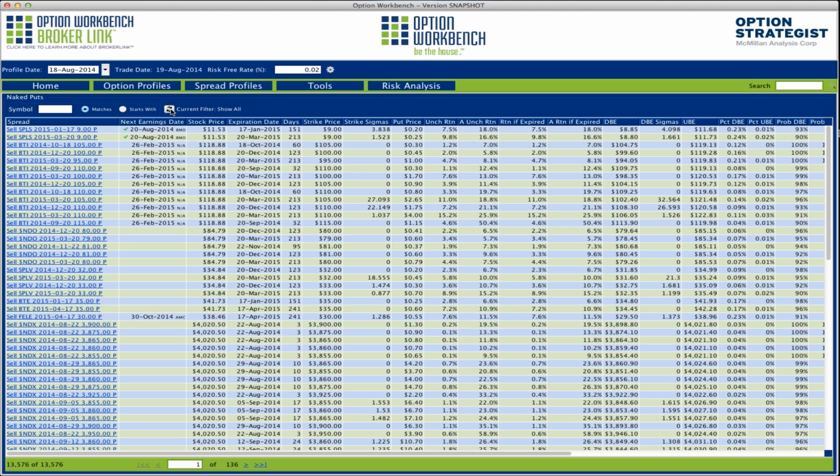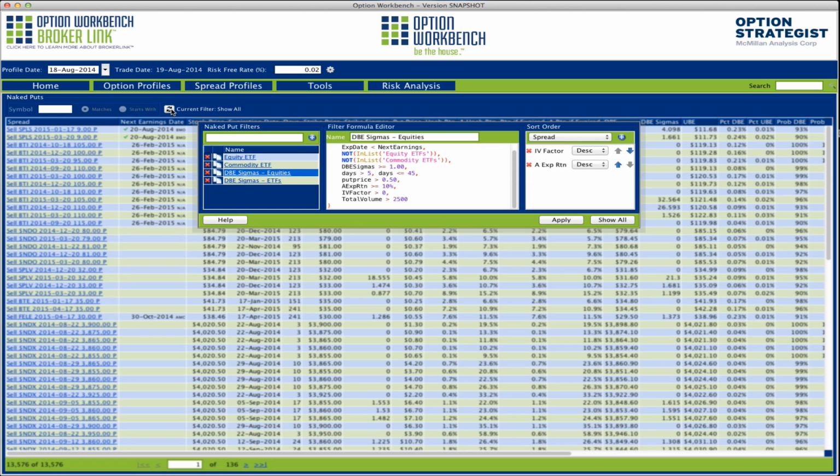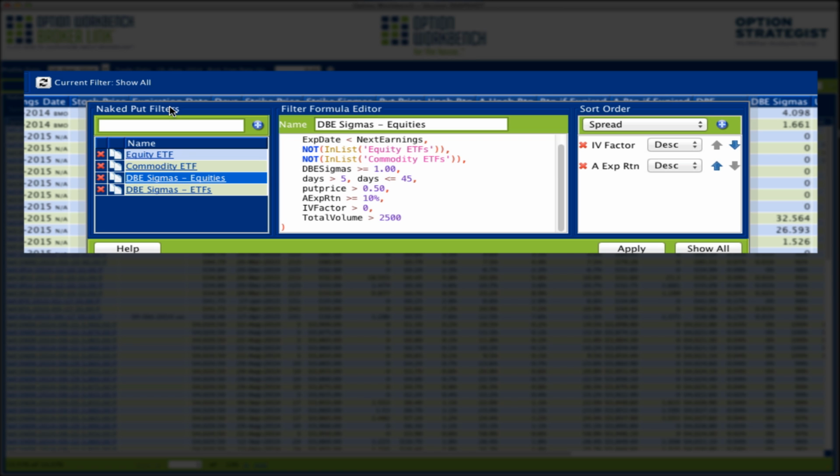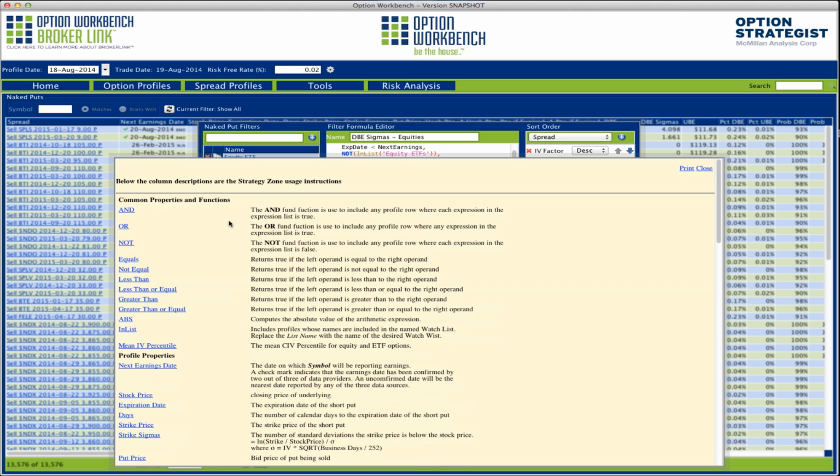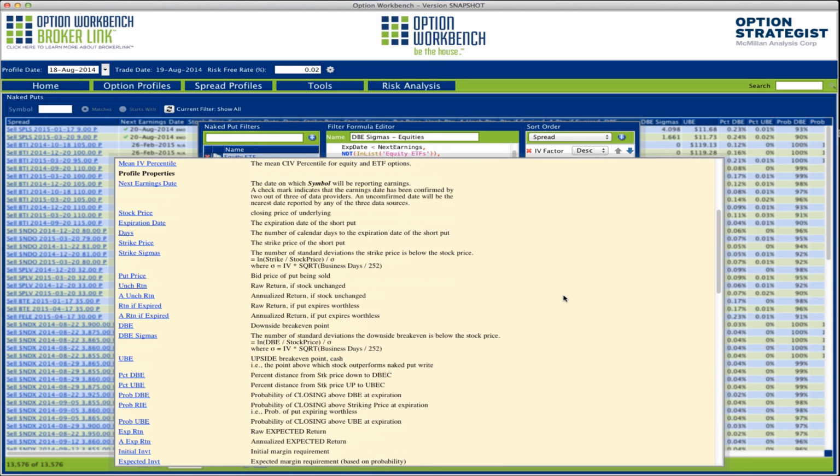So I want to open my filter formula editor, and what comes up is this little editor dialog. On the left hand side here, I have all my naked put filters. I've selected my DBE sigmas for equities filter, and DBE stands for downside break even. The DBE sigmas is one of the columns in the naked put table. If I click on the help, it shows me a list of the columns down here.